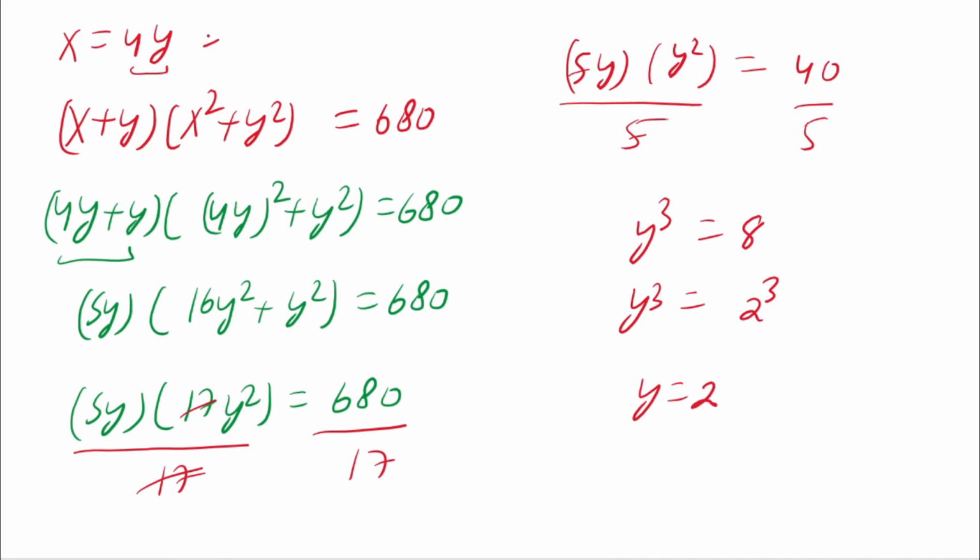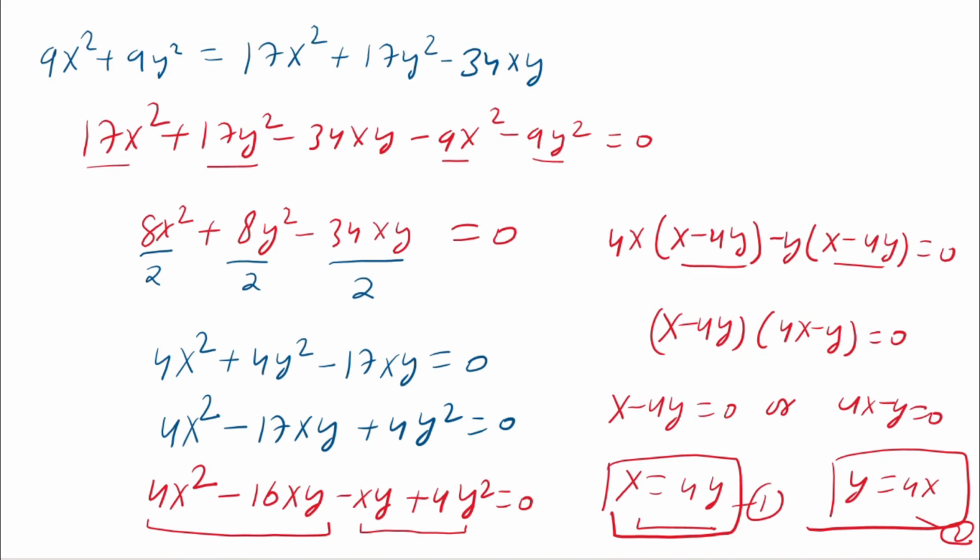And we know that x is equal to 4 times y. So for the value of x, y is replaced by 2, then we get the value of x is 8. So our solution is x comma y, where x is equal to 8 and the value of y is 2. Now solve case second.